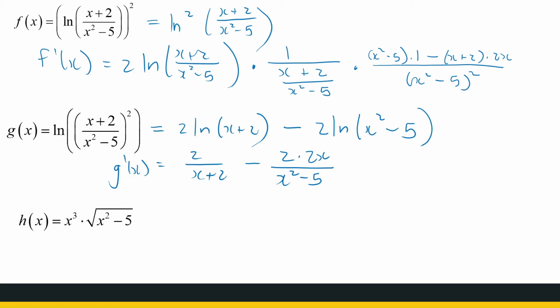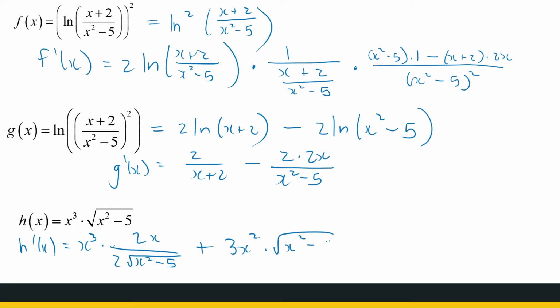All right, h of x. We've got a product again. The derivative with the product rule: first one times the derivative of the second. It's x cubed. The derivative of the root is 1 over 2 times that root times the derivative of the root. What's under the root? So that's 2x. Plus the derivative of x cubed, which is 3x squared, times the root of x squared minus 5.